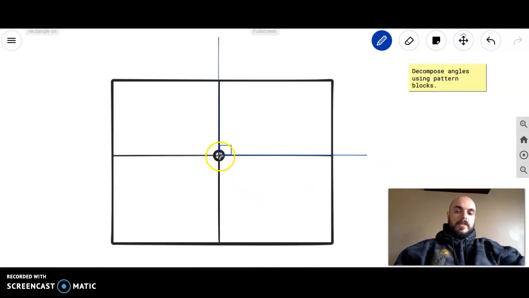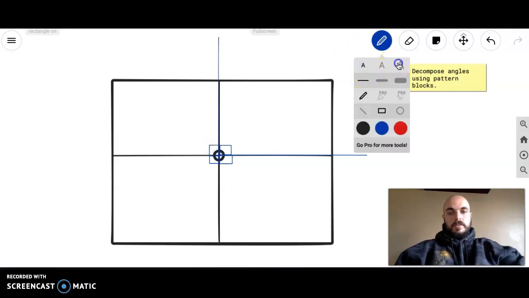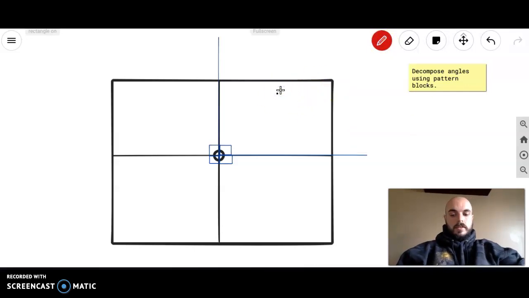And what's cool about this is that because each one is 90-degree angles, and you can prove that using your protractor all the way around, you'll know that each box, we'll say box A is equal to 90, box B is equal to 90, box C is equal to 90, and then box D is equal to 90.